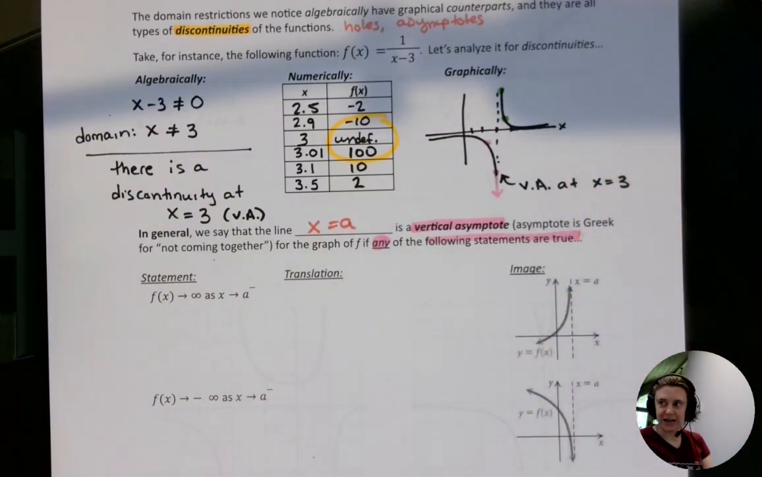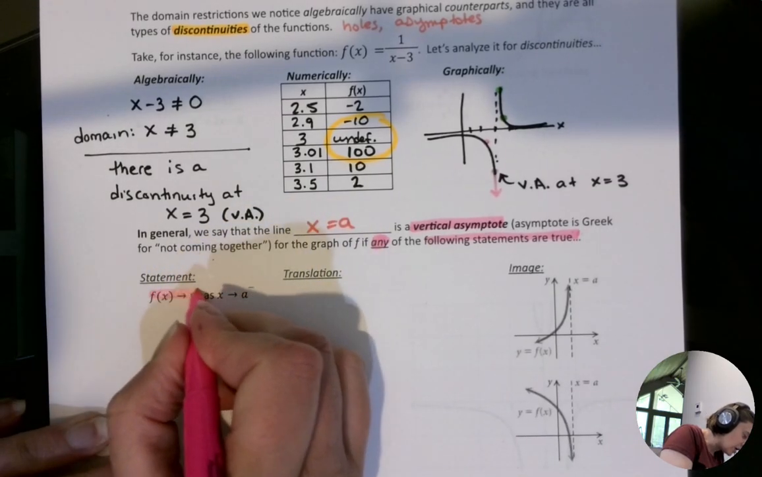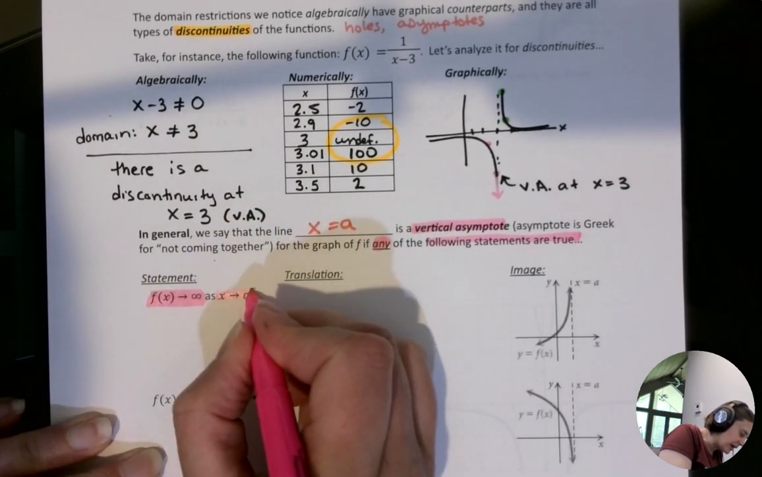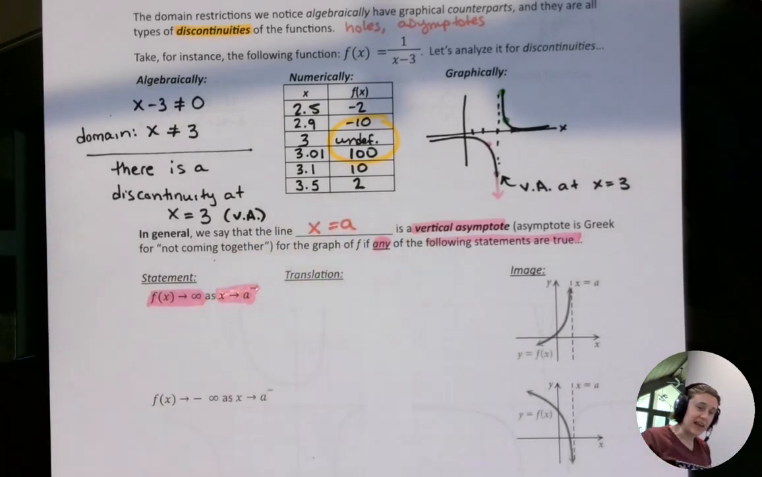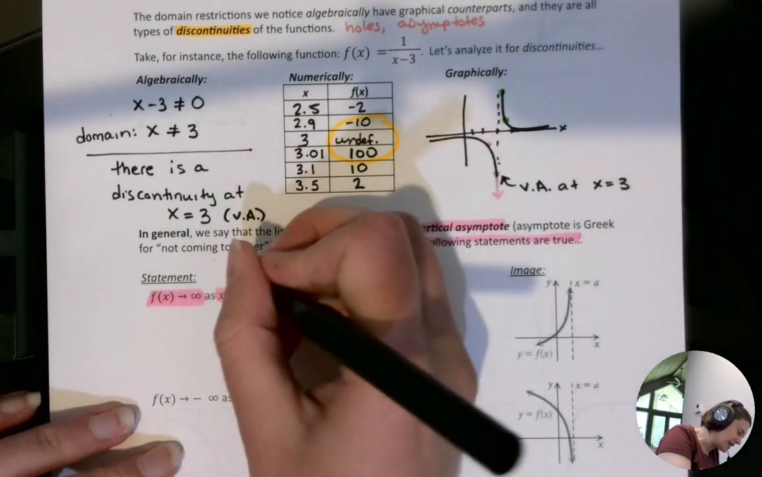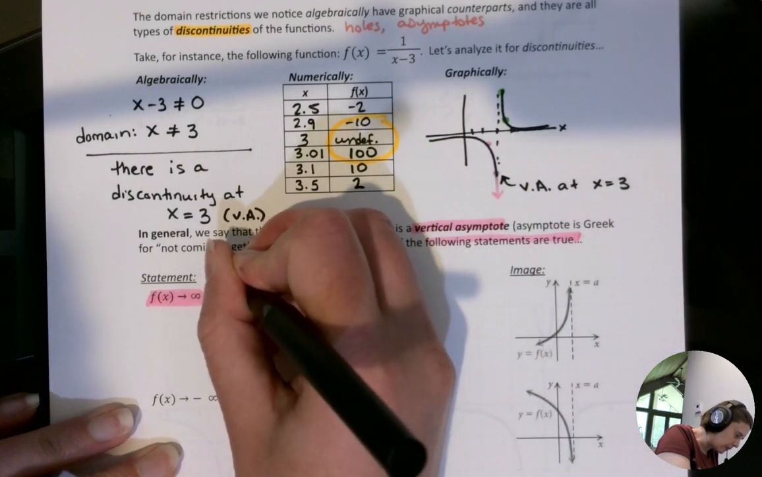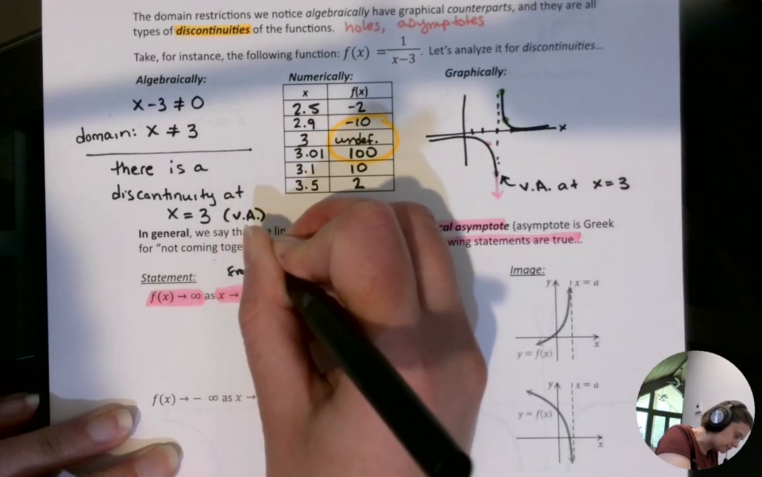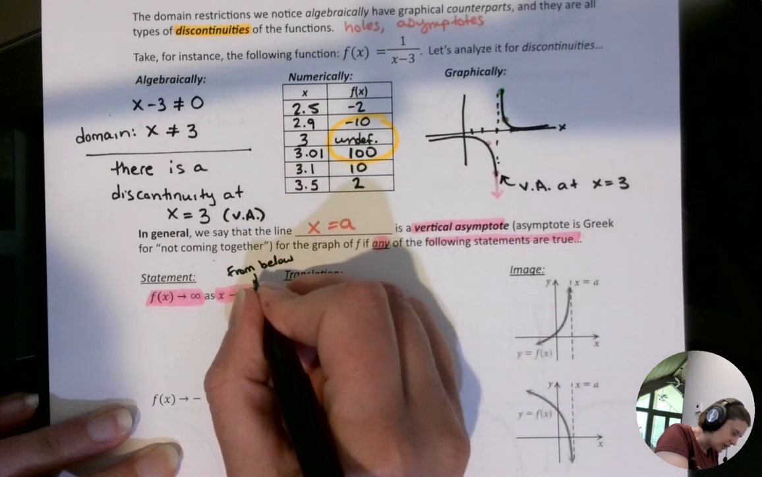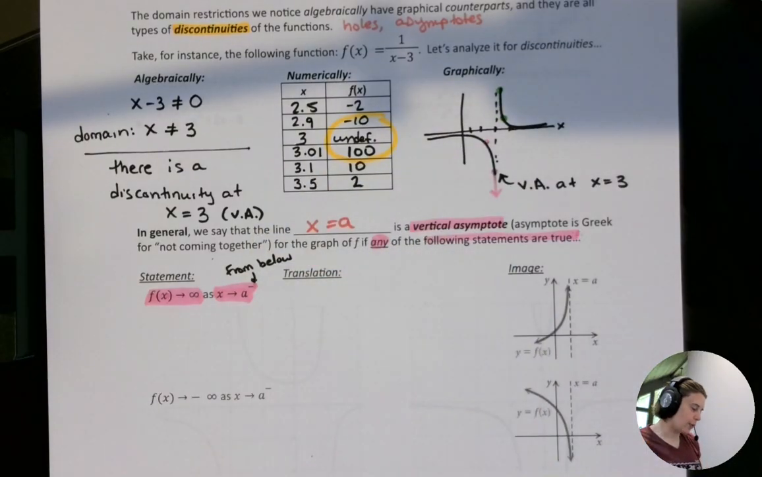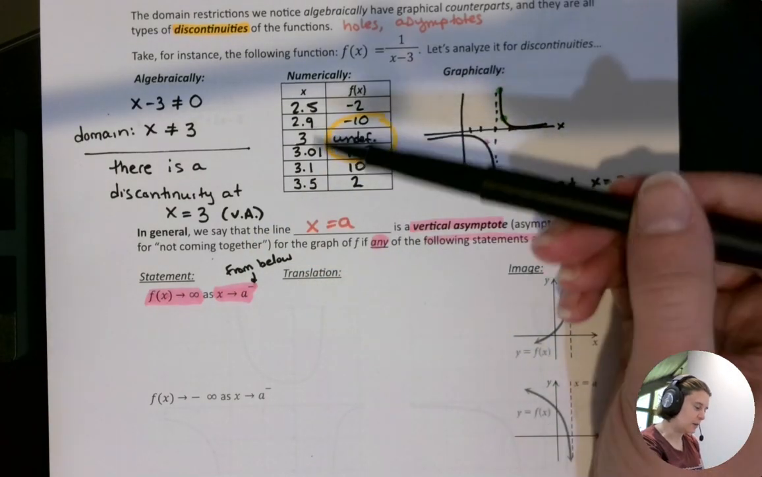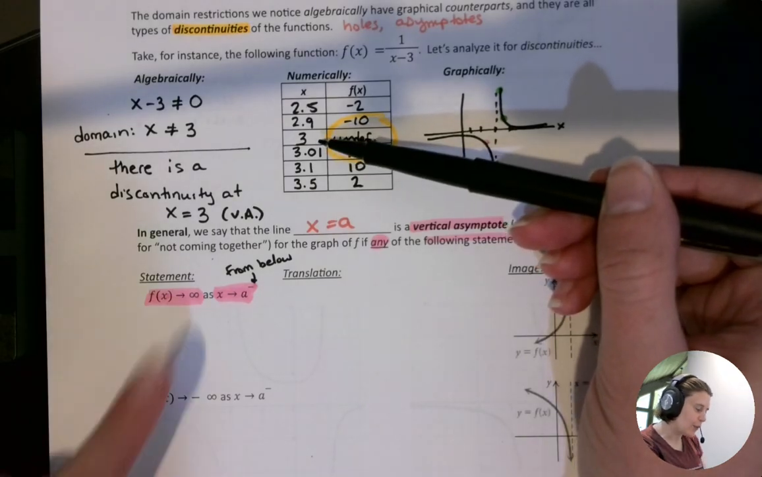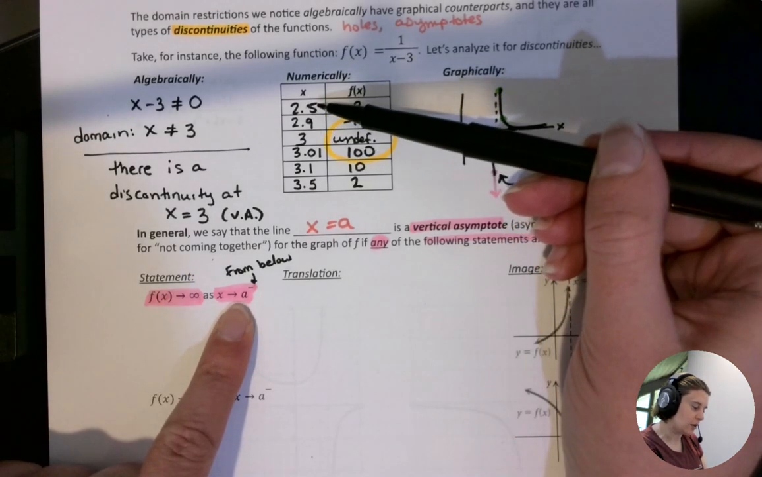The first statement, again, has some really formal notation. It says that f of x approaches infinity as x approaches a with a little negative in the corner. That little negative in the corner is saying that x approaches a from below. So it's not an indication of a negative number, but it's saying I'm approaching the number from the lower side. For example, if I was approaching 3 from the lower side, my numbers would be getting closer and closer to 3 from below.